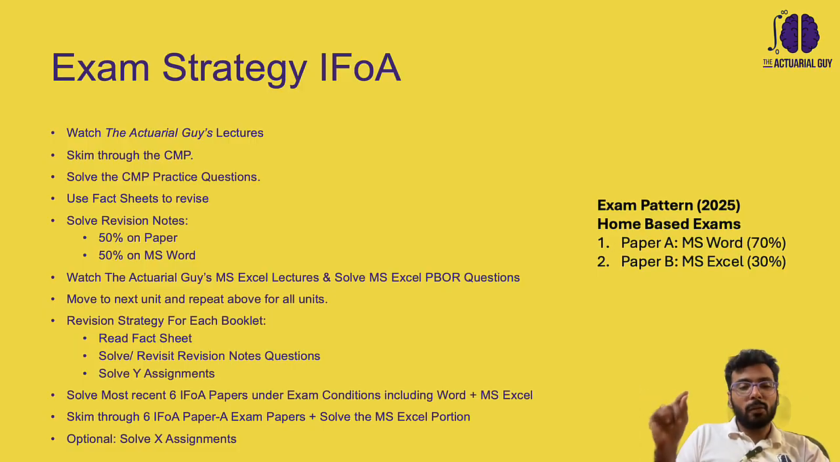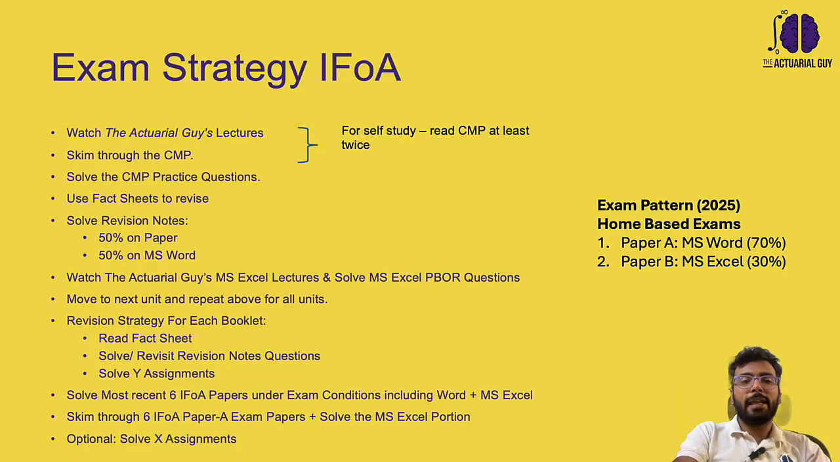This will take you another 10 to 15, 20 hours. So this entire paper solving will take you about 50 hours. Keep 50 hours for it. Finally, if you still want to do more in terms of your prep, you should solve the X assignments. These are again question banks given at the back of the CMP. These have slightly higher order questions. They'll take you another 20-25 hours. So this is your entire prep strategy for the IFoA exam.